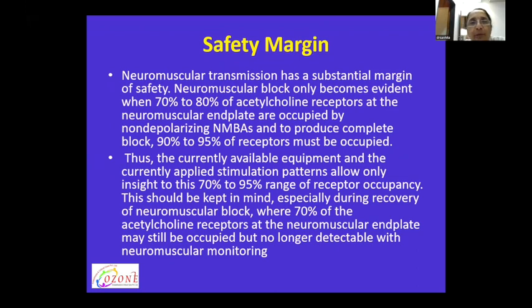Now we will see what is meant by safety margin. Neuromuscular transmission has a substantial margin of safety. Neuromuscular block only becomes evident when 70 to 80% of acetylcholine receptors at the NM junction are occupied by non-depolarizing neuromuscular blocking agents, and to produce complete block, 90 to 95% of receptors must be occupied. So that is a very good safety margin for anesthesiologists. When 50 to 60% of receptors are blocked, the muscle relaxant's paralyzing effect is not evident. Only when they are occupied more than 70% can we see the effect.